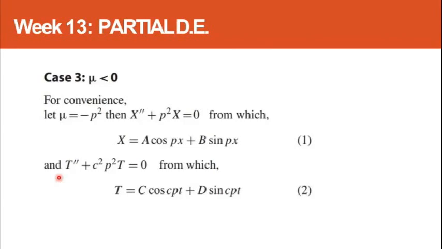While for this one, it's the same as our general solution, step by step. For our equation in t, the second derivative of t plus c squared times p squared times t is equal to 0. This will be our equation. We have t equal to c cosine cpt plus d sine cpt, based on what we can compute in our general solution.